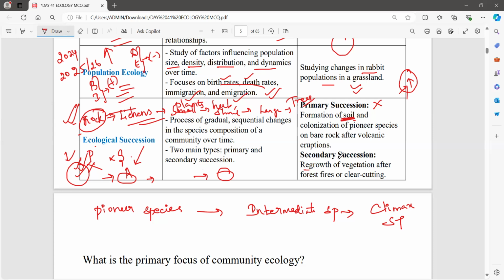See, in the case of a secondary succession, there was vegetation before, there was something before. It was initially a forest ecosystem, and this forest is affected by a forest fire, and the seeds which are present in the soil, when exposed to the rain, start to grow. Okay, this is what a secondary succession is. And you should know that primary succession takes more time when compared to the secondary succession.